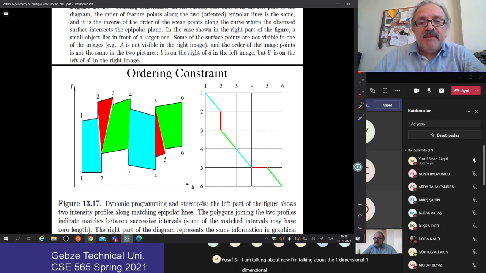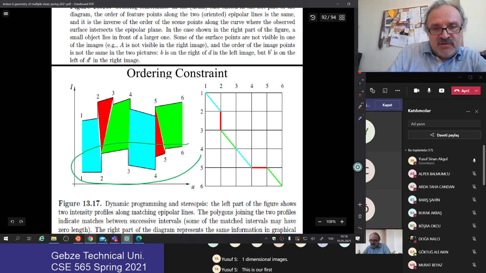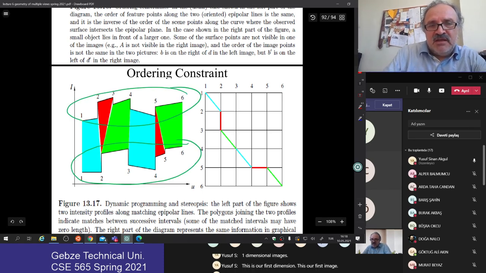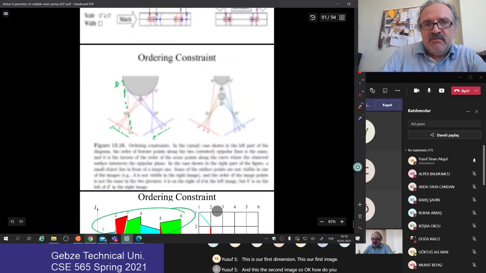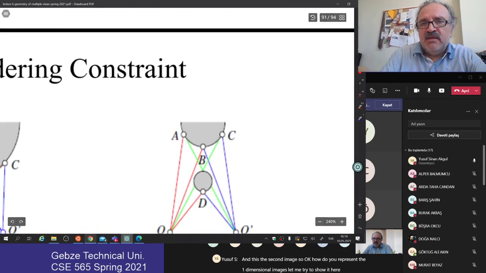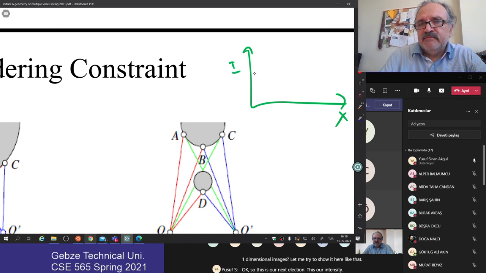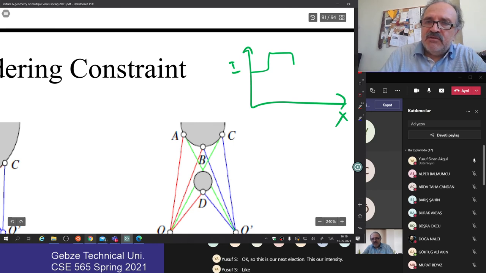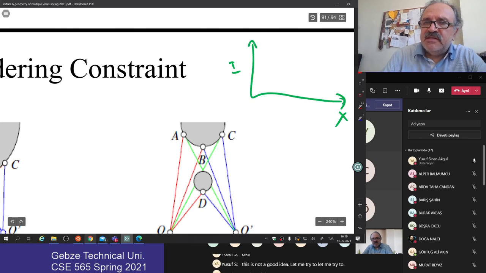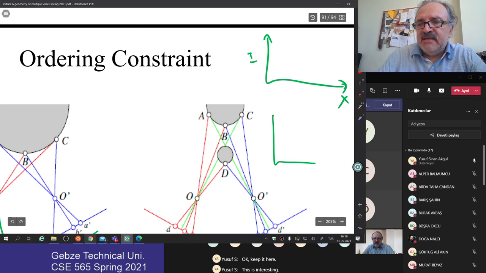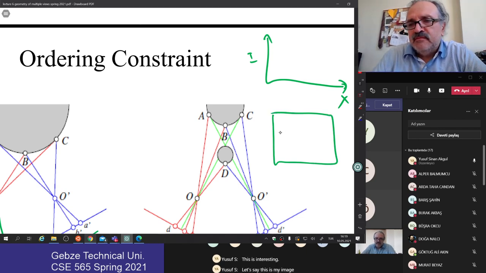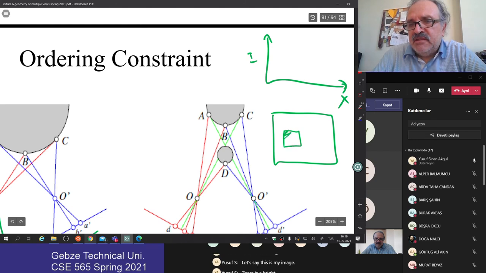one dimensional images. This is our first image, and this is the second image. So okay, how do you represent the one dimensional images? Let me try to show it here like that. Okay, so this is our x direction, this is our intensity. Let me try to keep it here. This is intensity. Let's say this is my image. There is a bright part here. This is bright. And there is a small bright part there. The rest of it is dark.